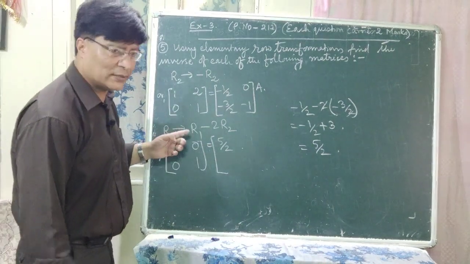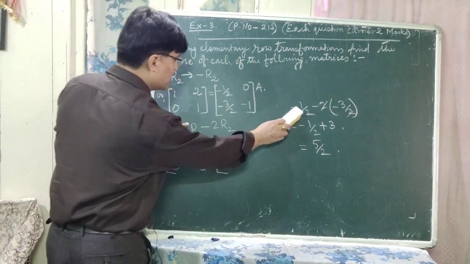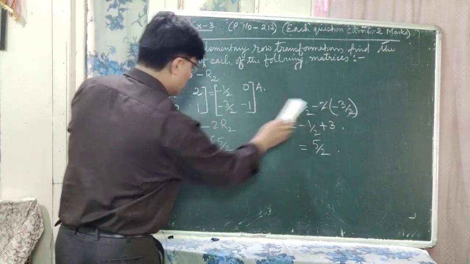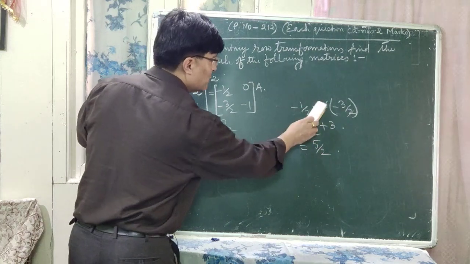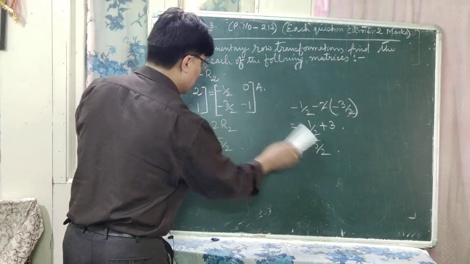So I think you understood it. Okay, look at the blackboard. What is R1 here? Minus half. Minus 2 into what is R2? Minus 3 by 2 is there. 2 gets cancelled, so it is minus half plus 3. If you simplify it, you get 5 by 2.